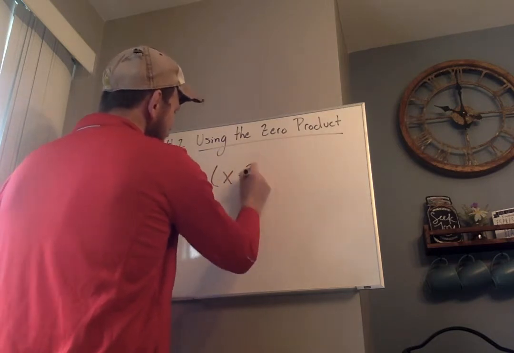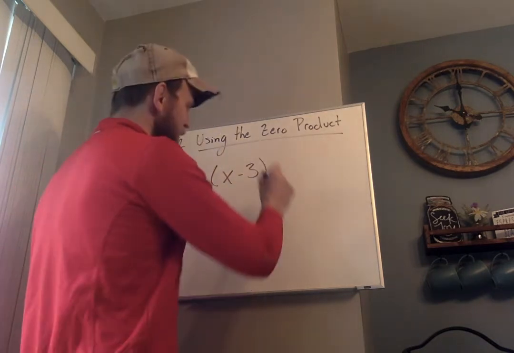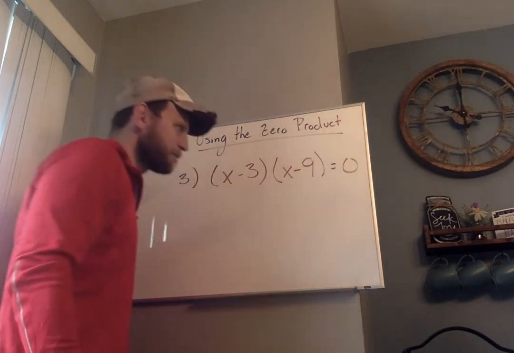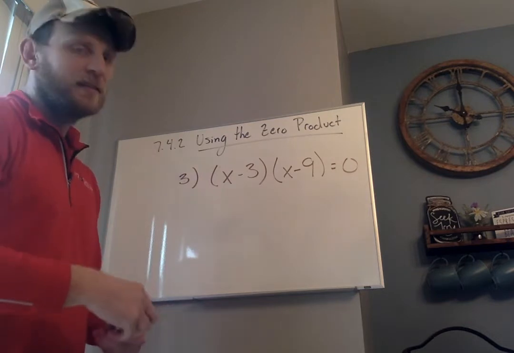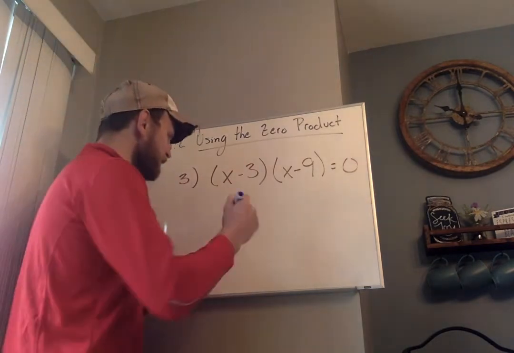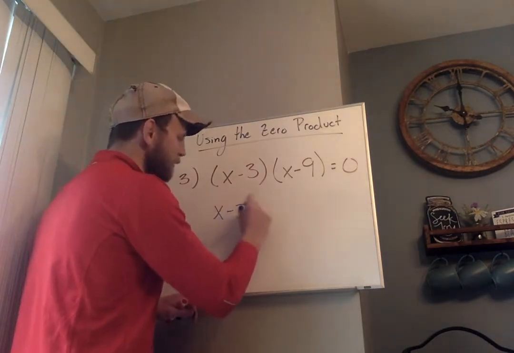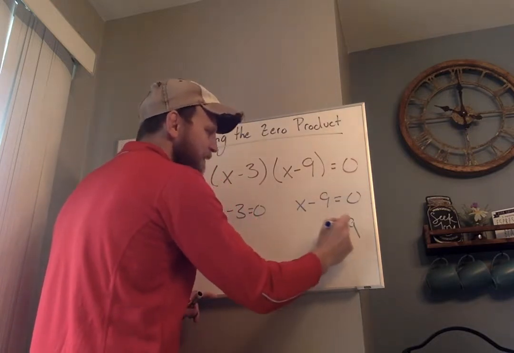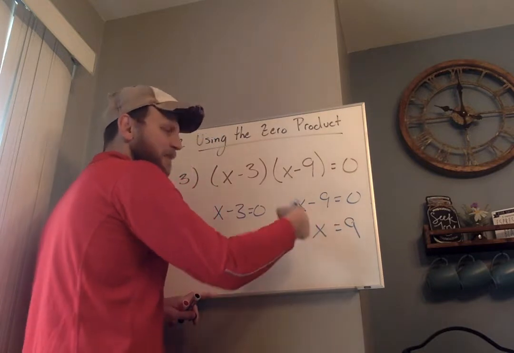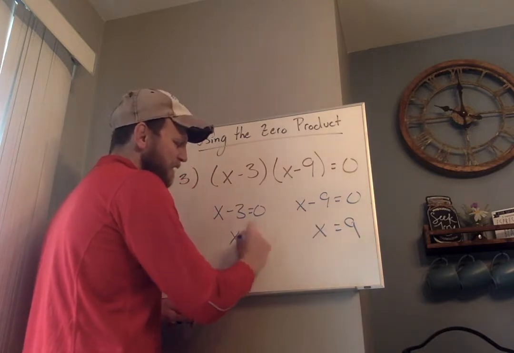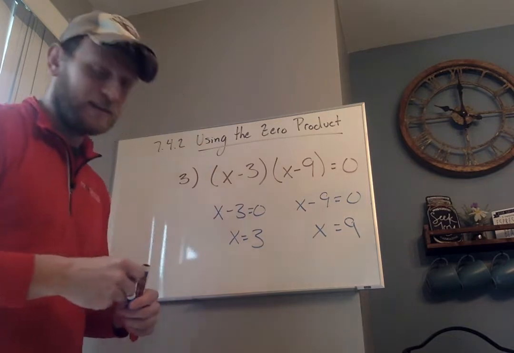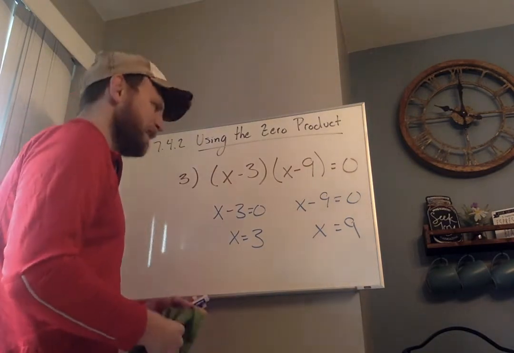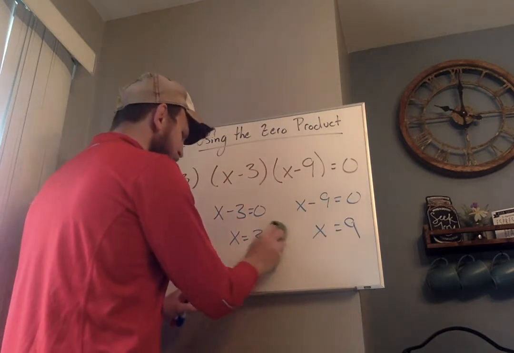Number 3 says x minus 3 times the quantity of x minus 9 equals 0. So, I'm going to set each piece equal to 0. So I have x minus 3 equals 0 and x minus 9 equals 0. And yes, in this case, x equals 9 because I'm going to add 9 to both sides. And this side, x is going to be 3. Perfect. Nicely done, Allison.